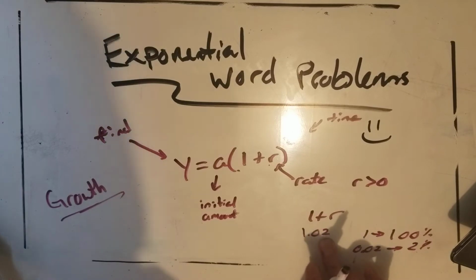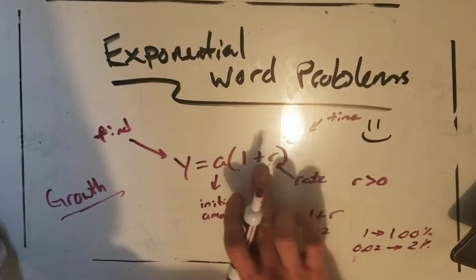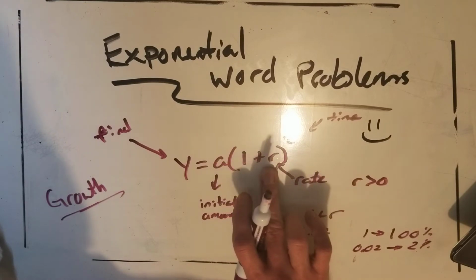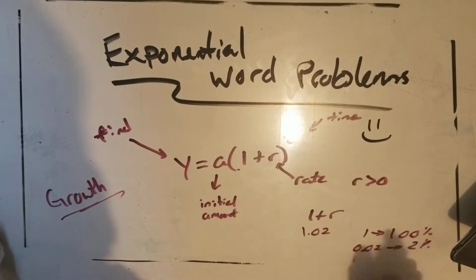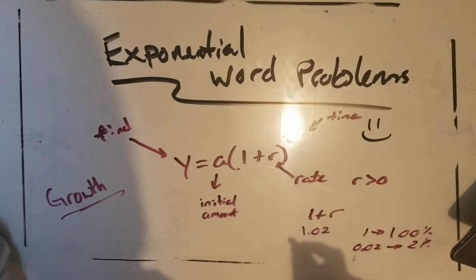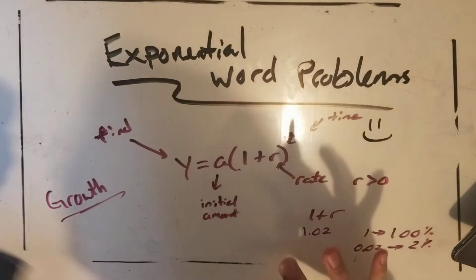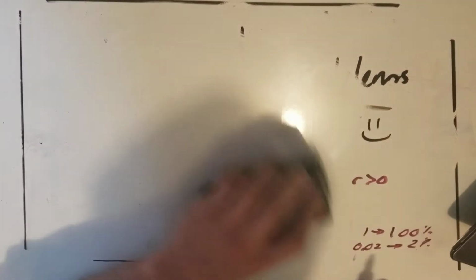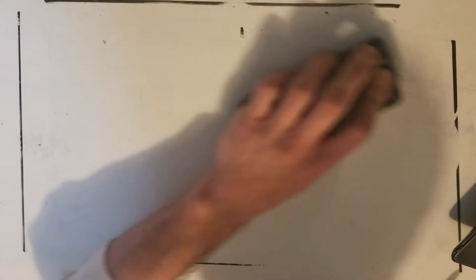You're going to be growing. That's why it's 1 plus whatever your rate is. You have your 100%, and you're going to be increasing from there by whatever your percentage is. But we're going to represent them as decimals here. So that's all the parts of the exponential growth. So let's do our first word problem.